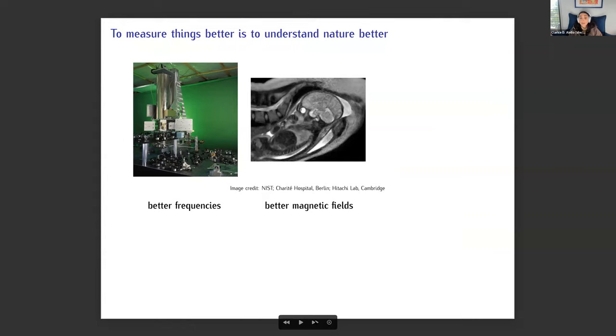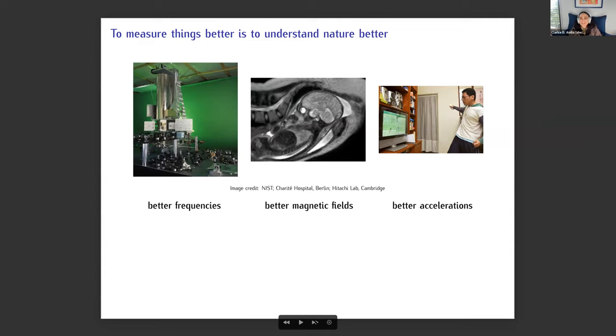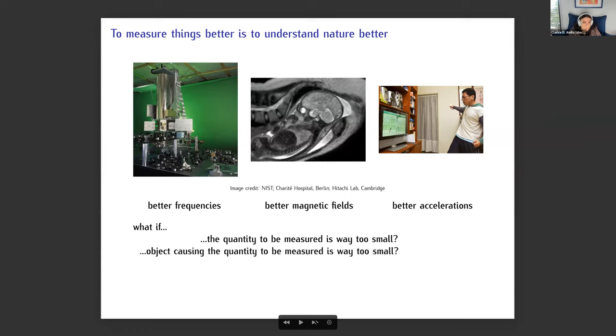We can think about measuring magnetic fields better so that the image of your baby is better resolved. And yes, this is the magnetic resonance image of a baby inside the mother's belly. And we can also, for example, think about measuring accelerations better with those tiny little accelerometers so that your gaming experience is enhanced. Those tiny little accelerometers are now ubiquitous in all our handheld devices. But the question that I ask is, what if the quantity that you want to measure is very, very small? Or worse, what happens if the object causing the quantity to be measured is very, very small?